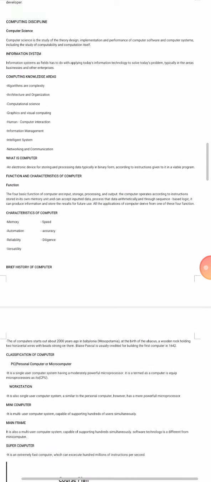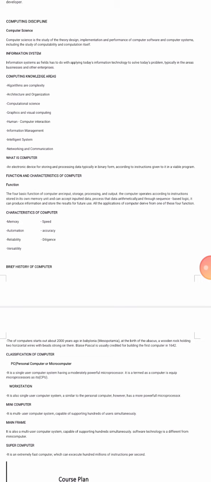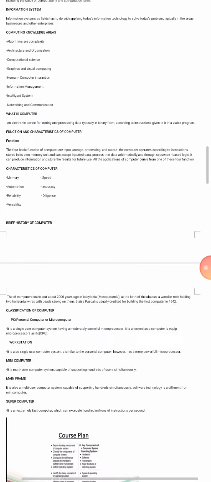What is a computer? An electronic device for storing and processing data, typically in binary form, according to the instructions given to it in a variable program. Function and characteristics of a computer.